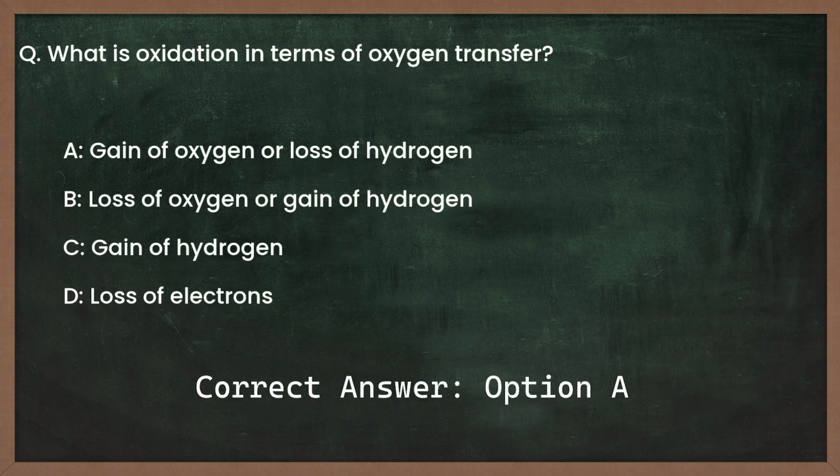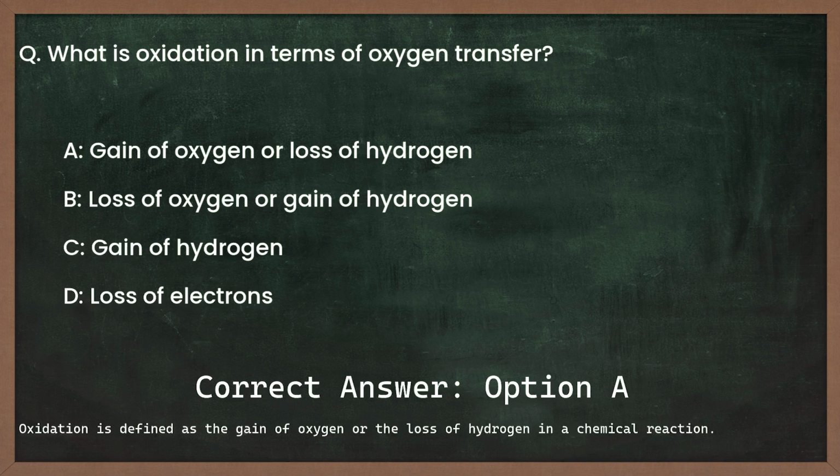The correct answer is option A, which is gain of oxygen or loss of hydrogen. Oxidation is defined as the gain of oxygen or the loss of hydrogen in a chemical reaction.